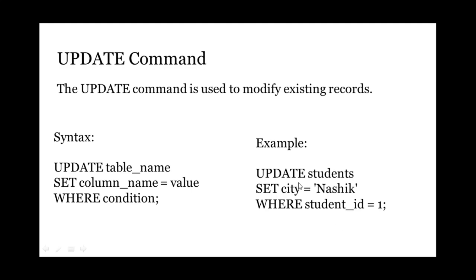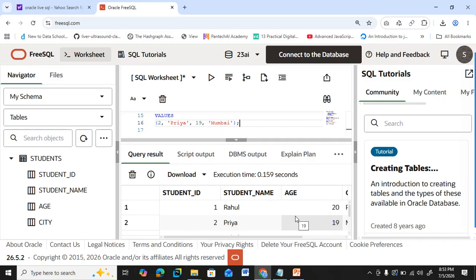Here, as per our students table, we need to update some record like city. So here we will set city column as Nashik, where student ID is equal to 1. So what it will do, it will now update the record of only the student who is having ID as 1. Now we'll see the demonstration of update command.